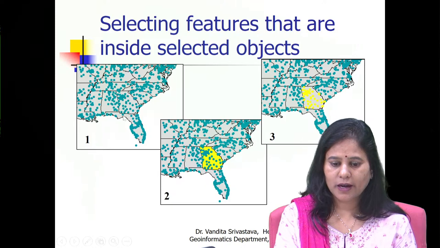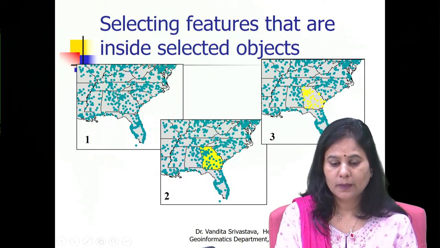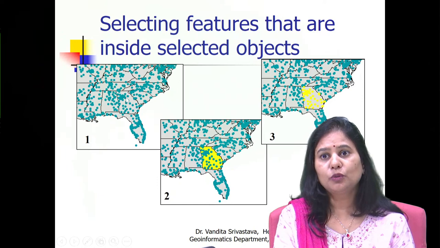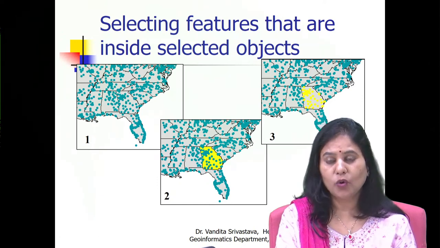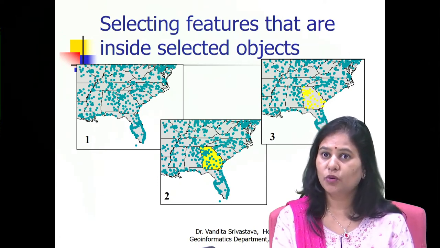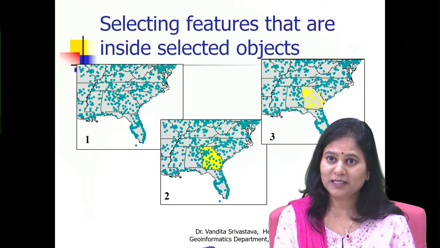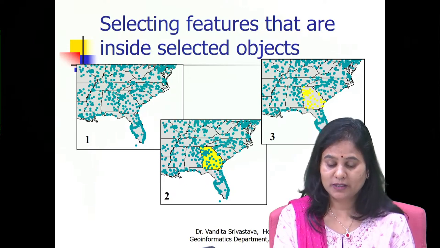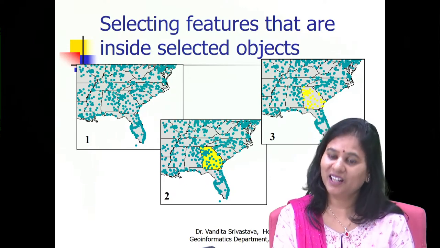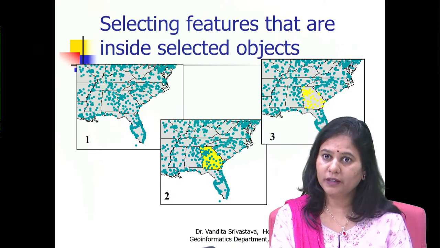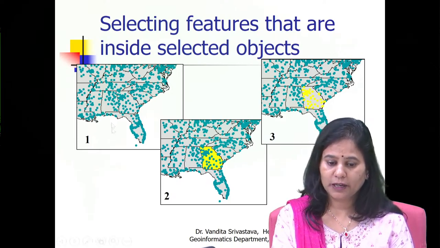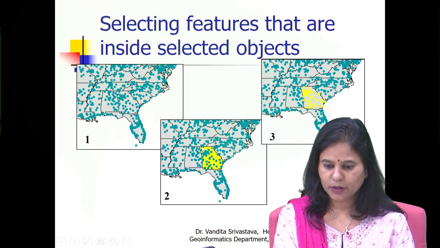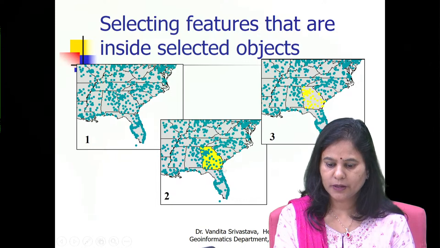One is I need to select the state of Georgia, and that I will do using the attribute query, because I know that the name of a state is stored in my attribute table, not in my spatial information. The map does not have the name of the state. The name of the state is in the attribute table. So I will perform one attribute query to select the state of Georgia. The moment I do this, this state is highlighted in yellow color.